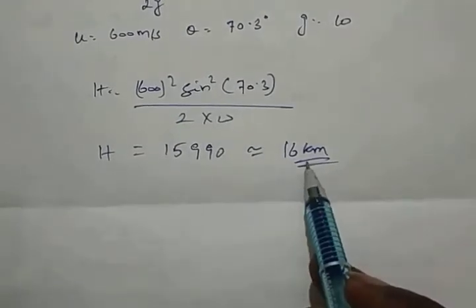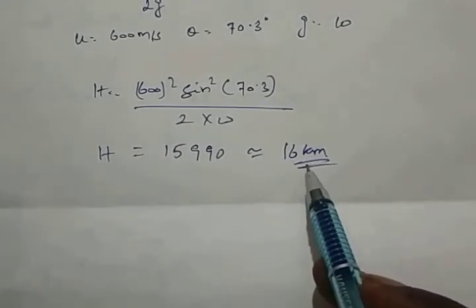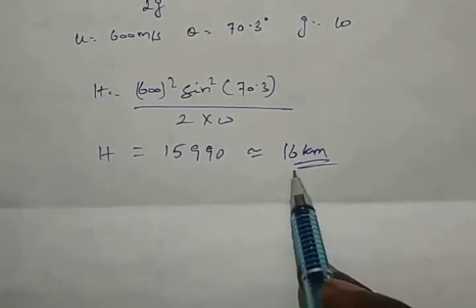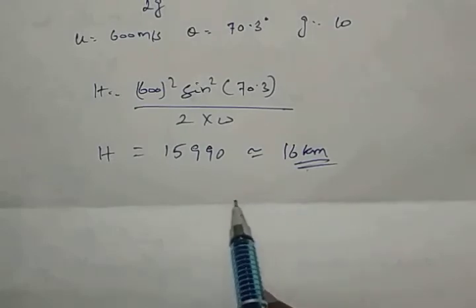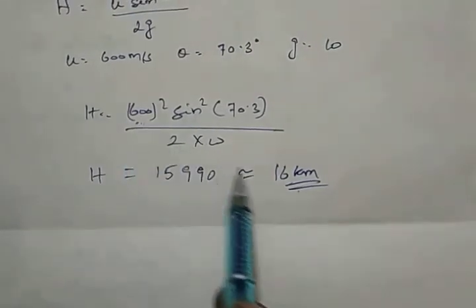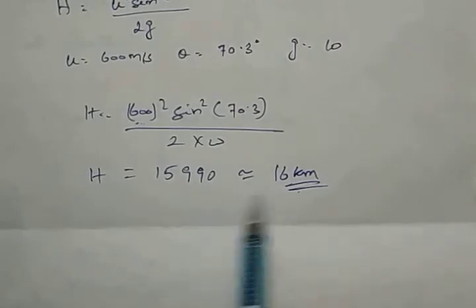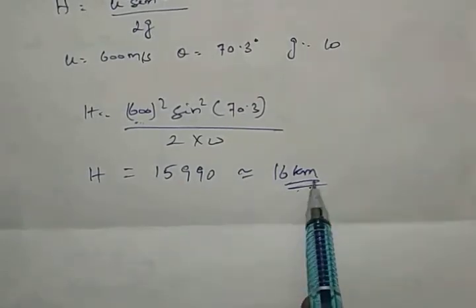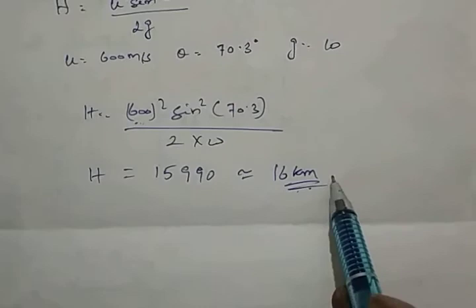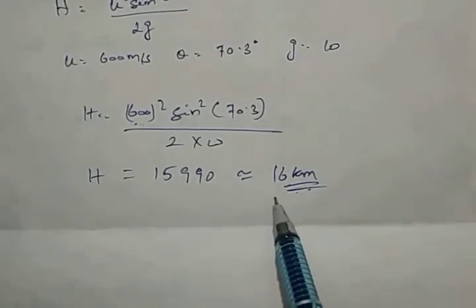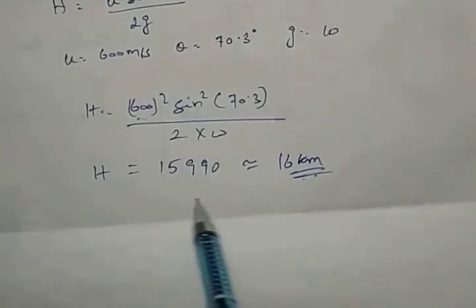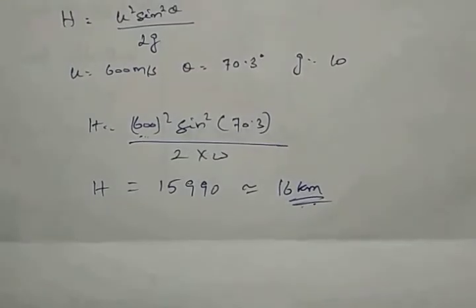You cannot really fly that high. So it is impossible to avoid this with the bullet speed of 600. You will definitely hit the aeroplane. Only if you can fly above 16 kilometers high will you miss the bullet. So that's a question, quite interesting. So we'll go to the next question now.